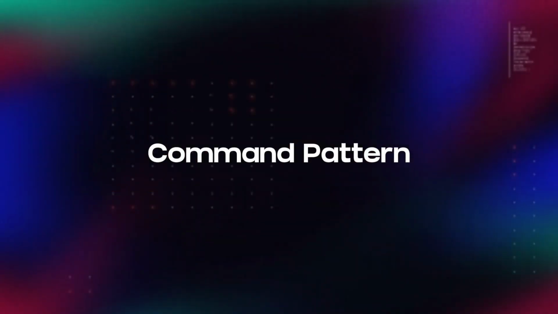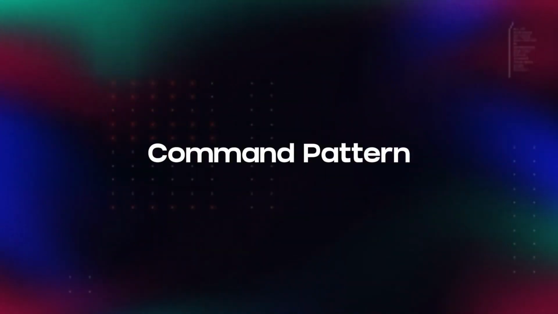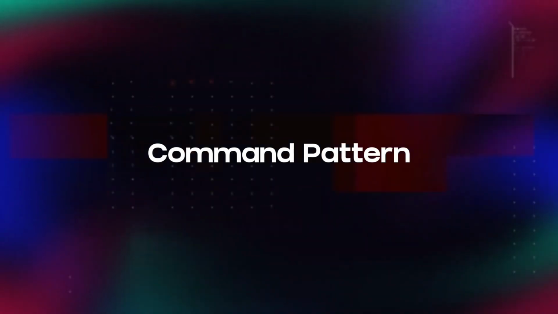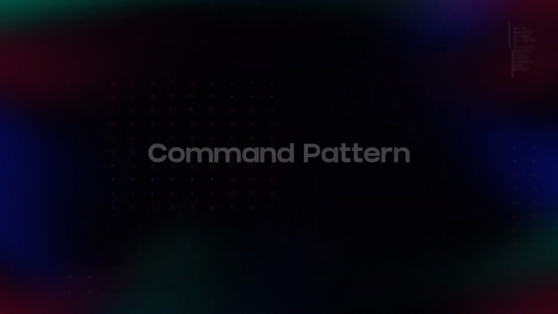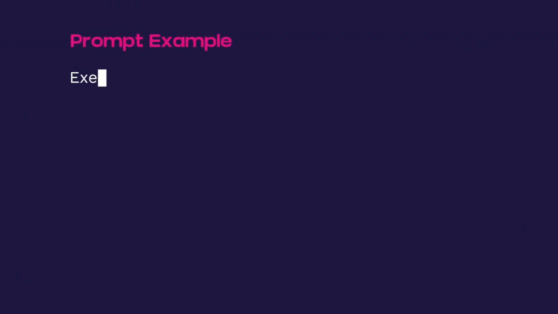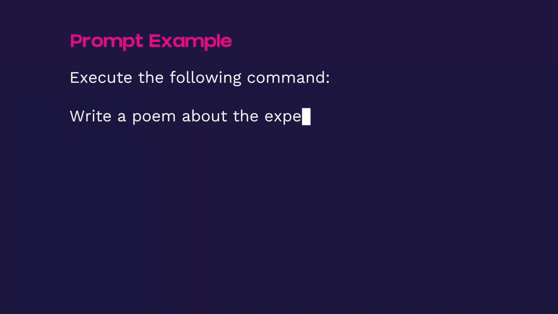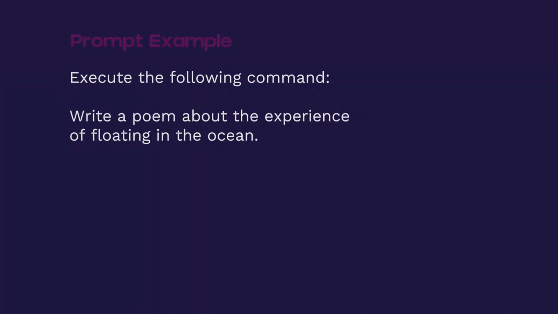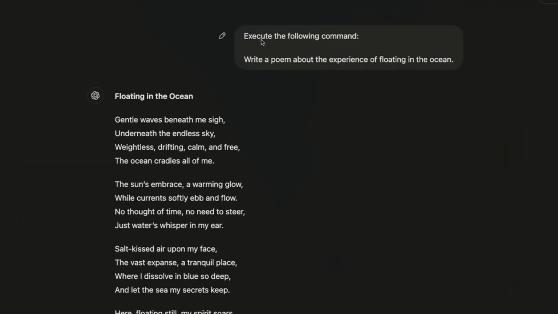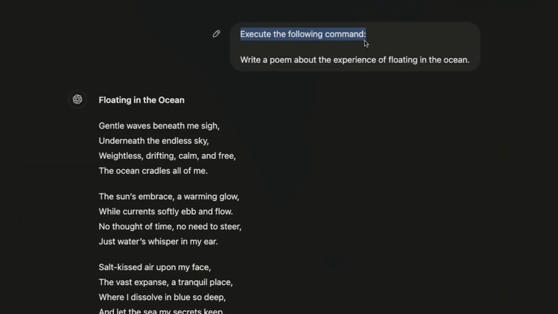Then is the command pattern. And this is just a simple pattern to help command the LLM to take some sort of action. And so an example prompt here could be, execute the following command, write a poem about the experience of floating in the ocean. And so you see the result here, and execute the following command is what I put at the very beginning. So to give the LLM some idea, this is what I need you to do. And it does whatever you input it.